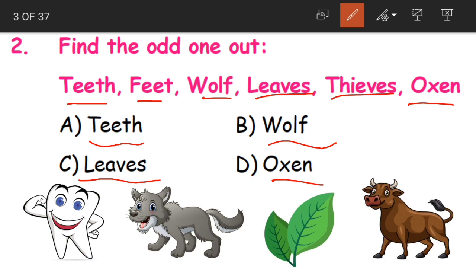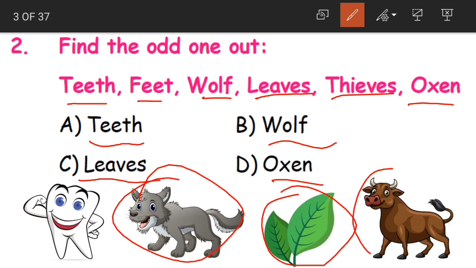See, leaves, wolf and oxen are living things. Teeth is the odd one. It is a part of a living thing, but the other three are living things. Clear children? So teeth is the answer here.